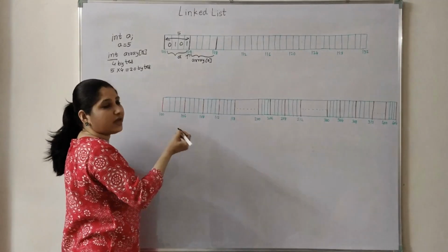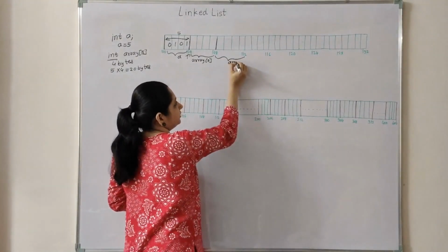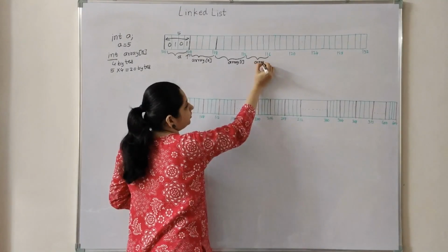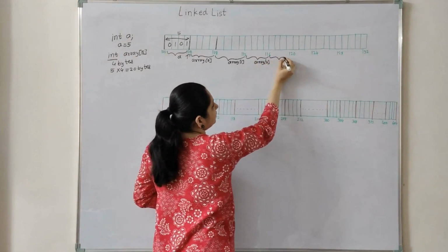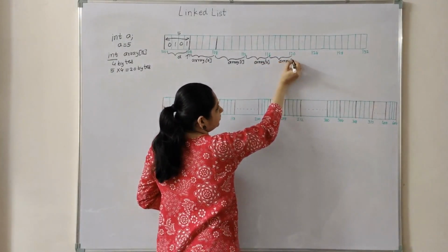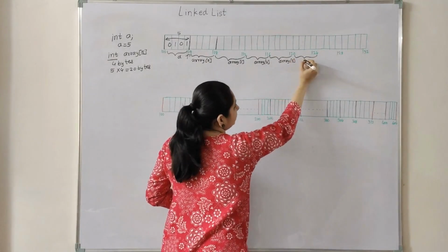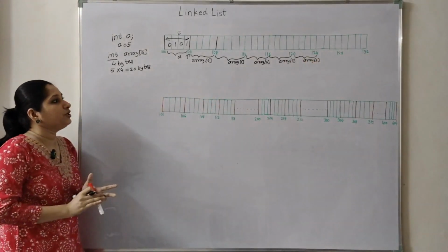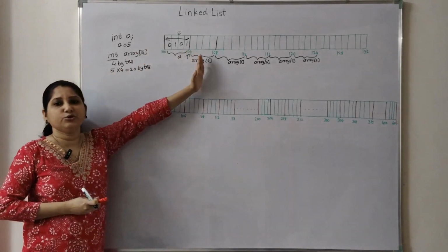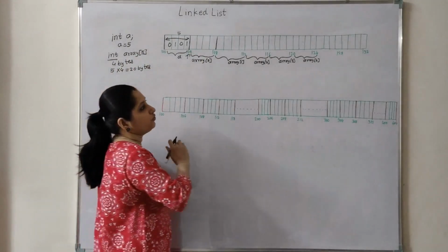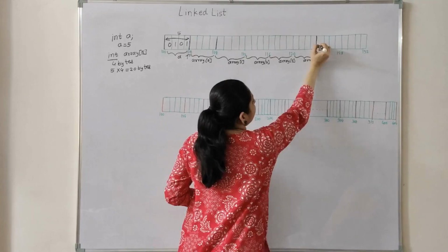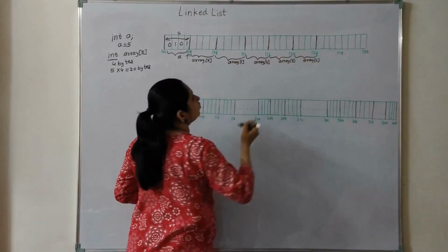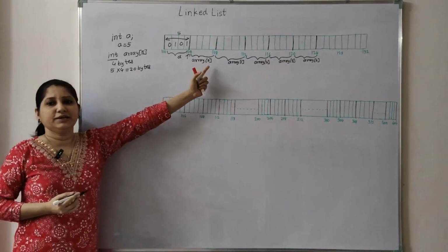Then from 108 to 112, array[1] will be stored. From 112 to 116, array[2] will be stored. Then from 116 to 120, we are storing array[3], and from 120 to 124, we are storing array[4]. So we are storing all these array elements in consecutive memory locations from location 104 to 124, and all the elements are stored in that array.